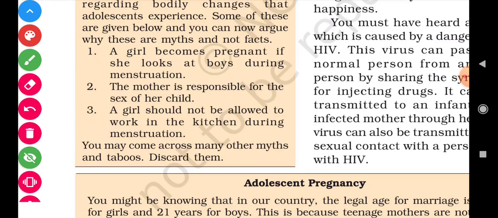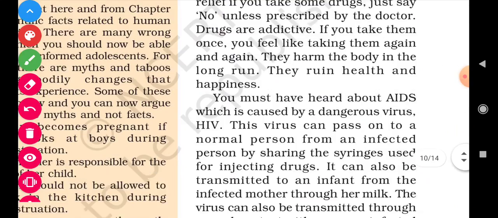So these are the myths. So as responsible adolescents, we need to discard this kind of myths according to our scientific knowledge.